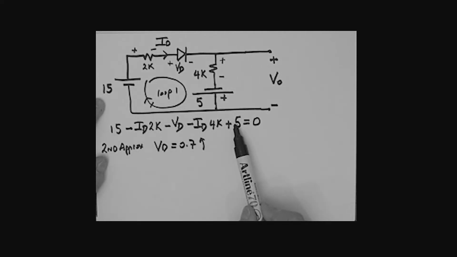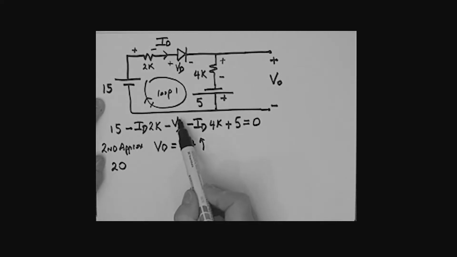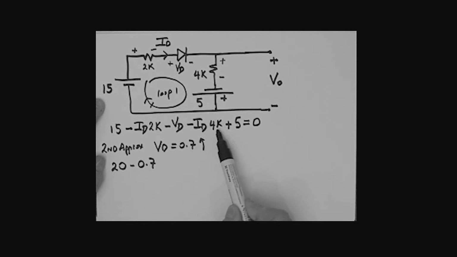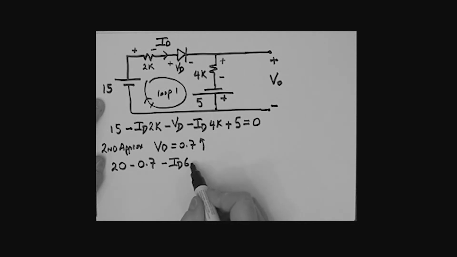Well, 15 plus 5 gives me 20, doesn't it? Okay? I've got this term here: minus VD, but VD is 0.7, so that is minus 0.7. How many IDs do I have? I have a minus 2K ID here and a minus 4K ID here, so that bit plus that bit gives me minus ID 6K. And all of that is equal to 0.